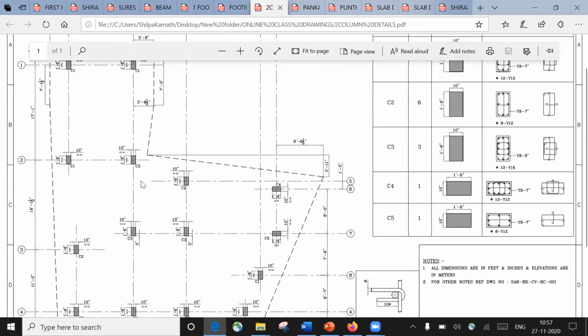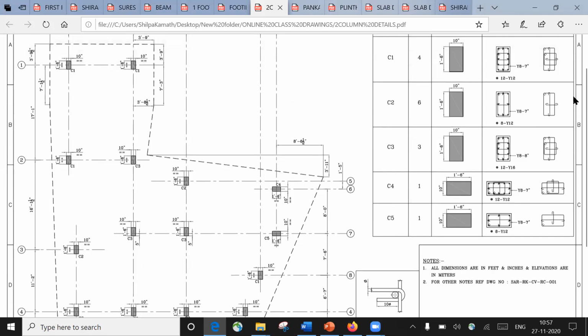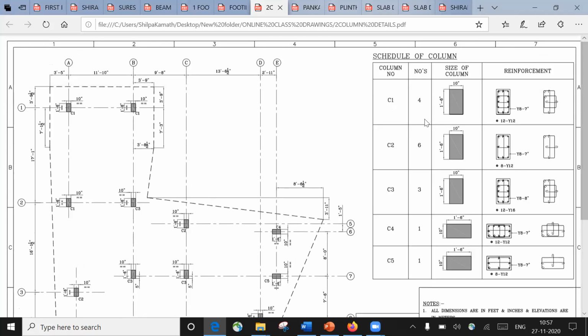You have the name of the column as C3, C1, C1, C1, C2, and whatever column you have, the same dimensions will be mentioned here. You can look here. So this is the C1 column. How many numbers are there? There are 4 numbers of C1 column. What is the size of this particular column? It is 10 inch by 1 feet 6 inch. 10 inch comes out to be 250 mm, and 1 feet 6 inch comes out to be 450 mm. So all these things will be mentioned here.